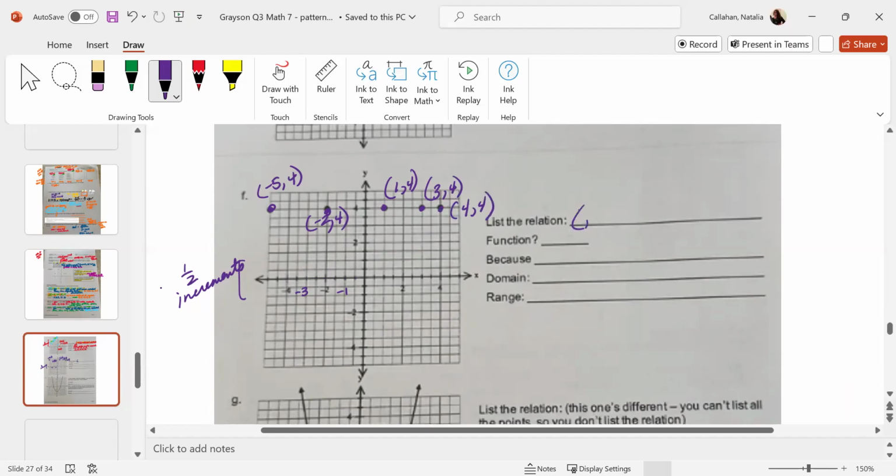So what is the relation? You just list all the points that we just went over. So go ahead and do that, but try it on your own. Make sure you can do it yourself. Is it a function? Well, none of the X's repeat, so yes, it is. And the domain is just the first numbers. The range is the second number. It's always the one that's after the comma.